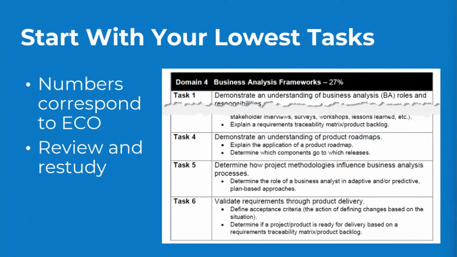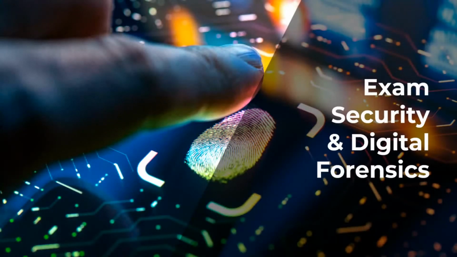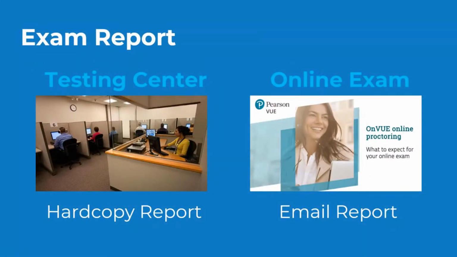All right. We are now moving on to the next section, which is exam security and digital forensics. In short, people cheat, and PMI is doing everything it can to catch the cheaters, right? I'm being very blunt here about this, but this is what it boils down to in the end. So let's take a look at what this all means here. We want to start here with the exam report, because after you are done with the exam, you will receive an exam report from PMI.